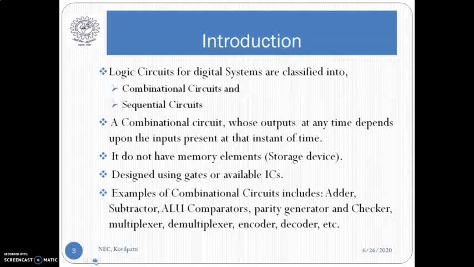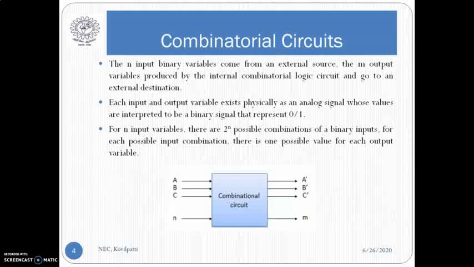The logic circuits of our digital systems are classified into two categories, as we said: combinational circuits and sequential circuits. Combinational circuits are those whose outputs at any time depend only on the inputs at the present time. If we are given a particular input, it responds with a particular output, not based upon anything else, right? So it doesn't have any memory elements. There are no storage devices in combinational logic circuits. It is designed using gates and ICs. Examples of combinational circuits include adder, subtractor, parity generator and checker, multiplexer, demultiplexer, encoder and decoder.